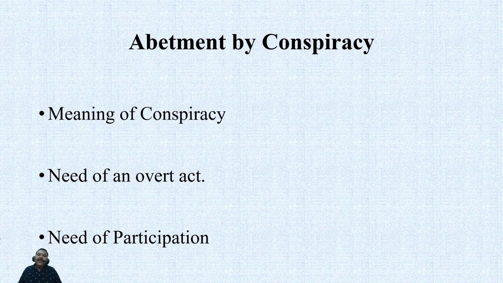Then obviously there is a need of an overt act. Overt act means something should be done. Conspiracy by itself is not punishable under abatement. If you have conspired but have not done anything about it, there is no criminal liability as far as abatement is considered. And there is no need of participation by those who conspire.